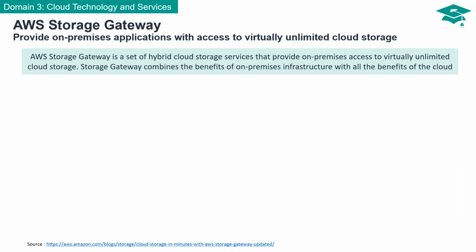AWS Storage Gateway provides on-premises applications with access to virtually unlimited cloud storage. Storage Gateway combines the benefits of on-premises infrastructure with all the benefits of the cloud. The solutions help customers overcome hybrid cloud storage challenges and bridge the gap between their on-premises environments and the cloud.